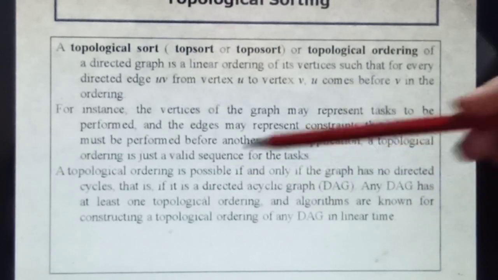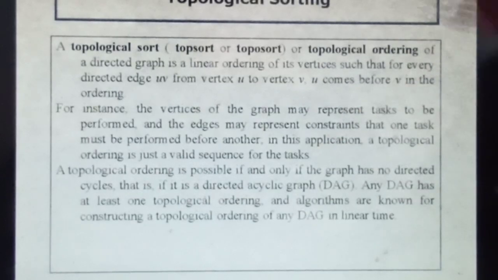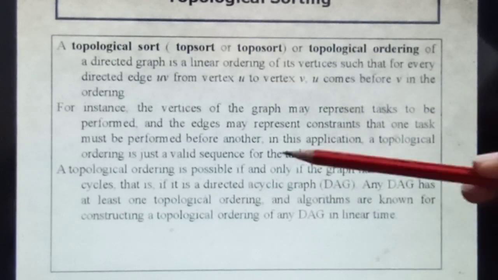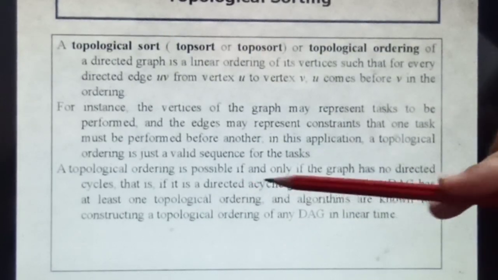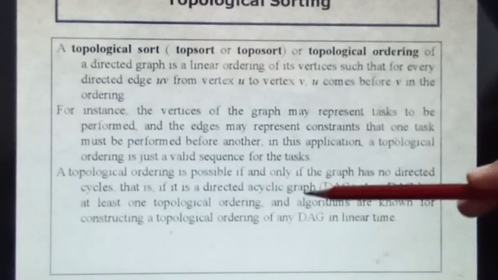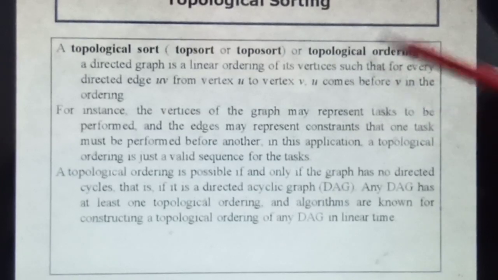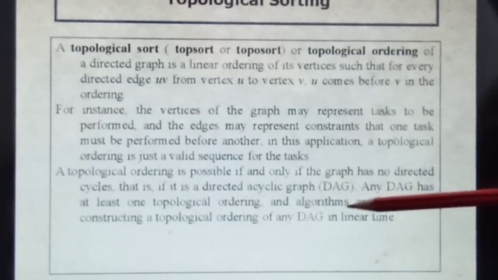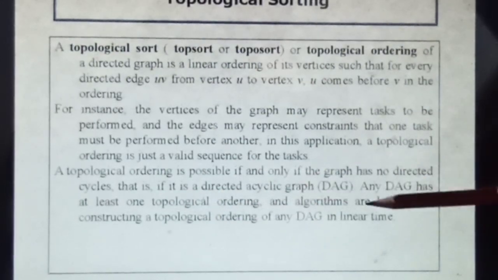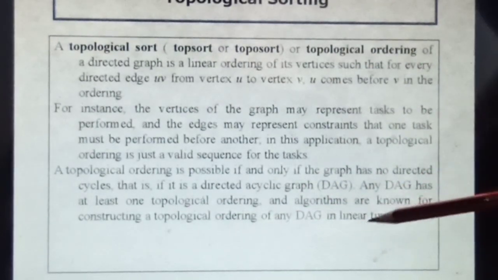Topological sorting is possible if and only if the graph has no directed cycles. That means this concept is related with the directed acyclic graph. So this word we have to remember, the DAG, directed acyclic graph. Always remember that topological sorting or topological ordering is related with the directed acyclic graph. Any DAG has at least one topological ordering, and algorithms are known for constructing a topological ordering of any DAG in linear time.